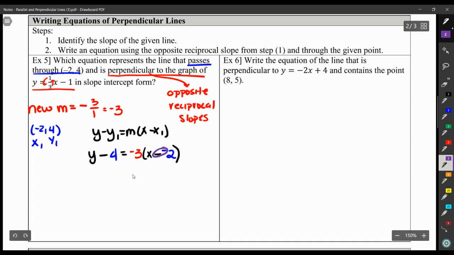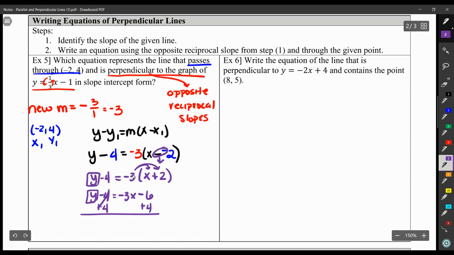First, I'm going to clean up this double negative here. So this double negative really changes to a positive. So y minus 4 equals negative 3 parentheses x plus 2. And now that we've cleaned that up, let's get y alone. So let's distribute out this negative 3. And then to get y completely alone, simply add 4 to both sides. So y equals negative 3x minus 2. And so this is the line that is perpendicular to the one that was given and goes through (-2, 4). Pause the video, try example 6.